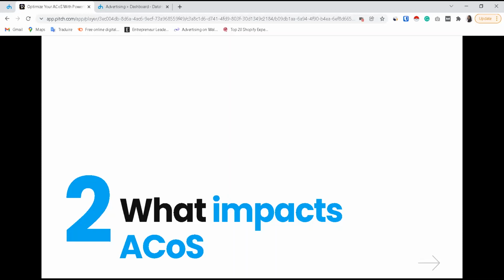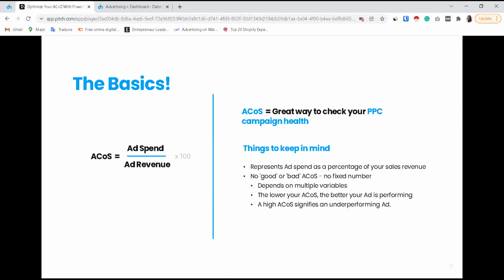So now that Pooja has laid the foundation for us, let's get started. Let's know more about what impacts the ACoS. So let's get a few things out of the way. ACoS, or advertising cost of sales, is a great way to assess your PPC campaign health, because it helps you understand, as Pooja mentioned, that for every dollar or euro you earn, how much of it is spent on ads, or you can say it represents ad spend as a percentage of your sales revenue.